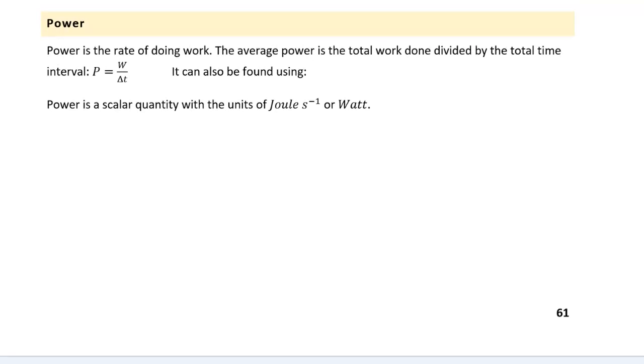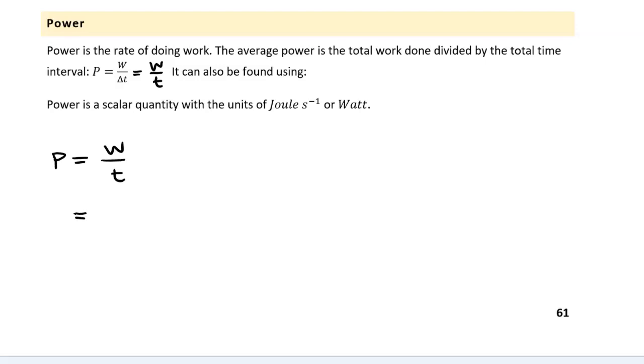So power is actually the rate of doing work. Average power is the total work done divided by the total time. You might write this as P equals W for work over delta T. I tend to just write it as W over T because I'm lazy. Now, it can also be found using a different method. So let's put what we just talked about here. Work divided by time gives us power.